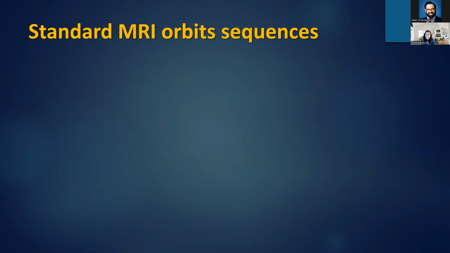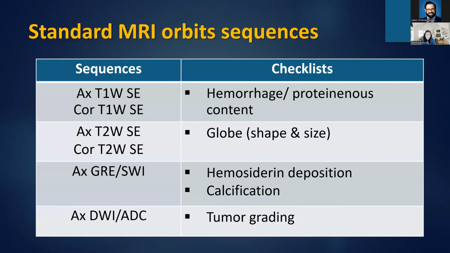So in terms of the standard MRI orbit sequence, normally we have the axial and coronal T1, which we use for hemorrhage or high proteinaceous material. We have the axial and coronal T2, where we can check the globe for size, shape, and contour. We have the axial GRE and SWI checking for hemorrhage or calcification. And we do love the DWI because we can use it for tumor grading.